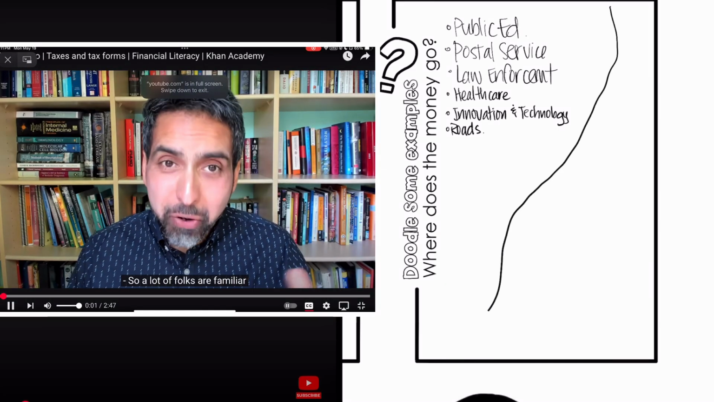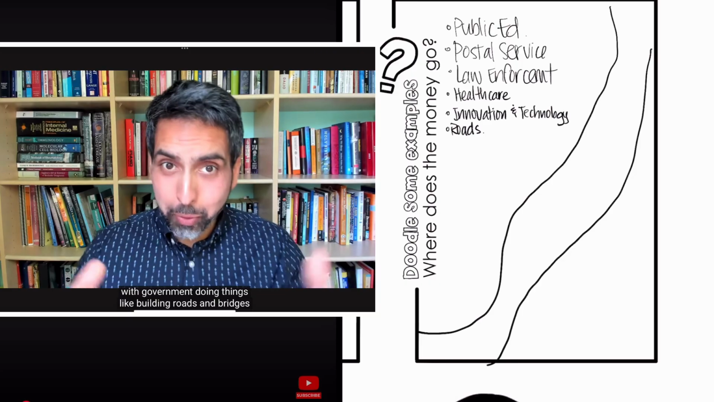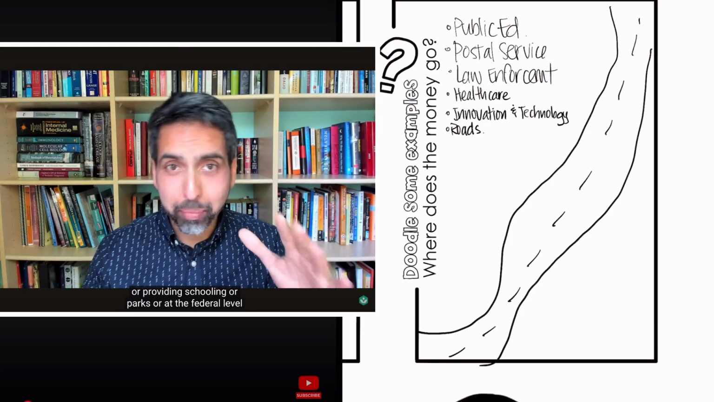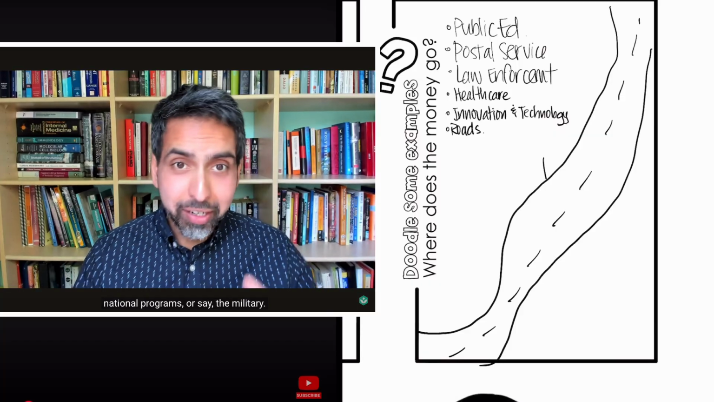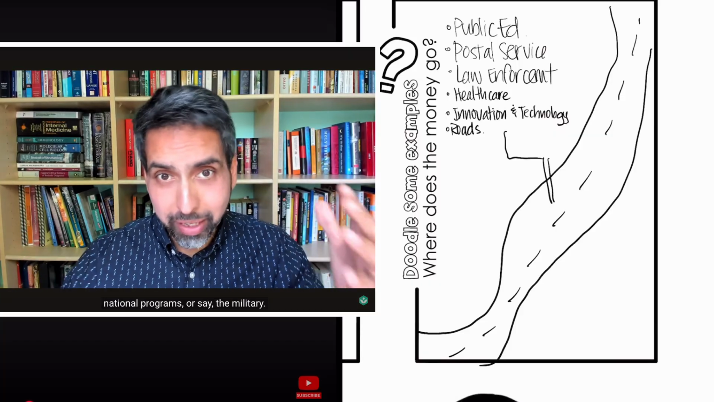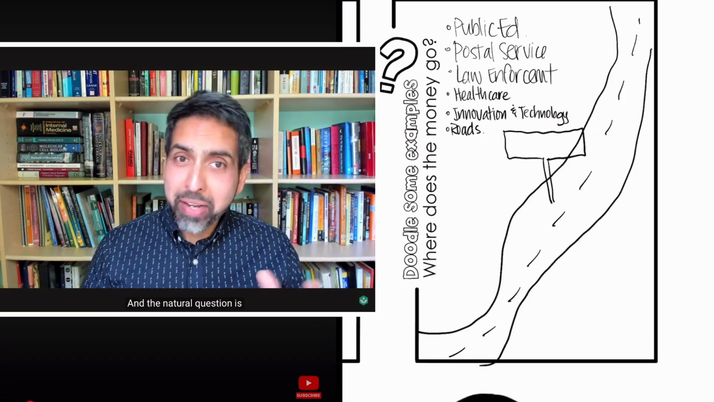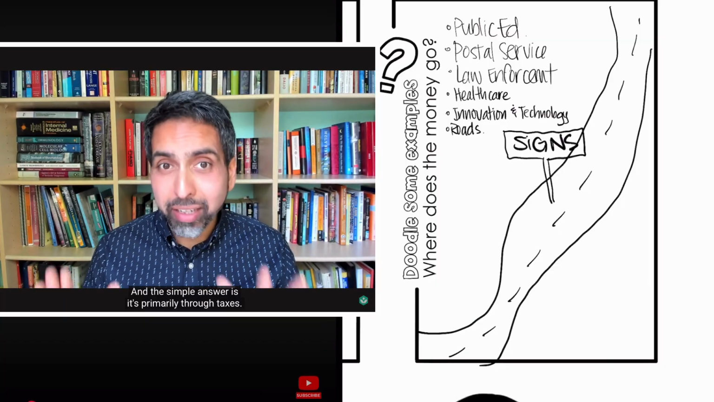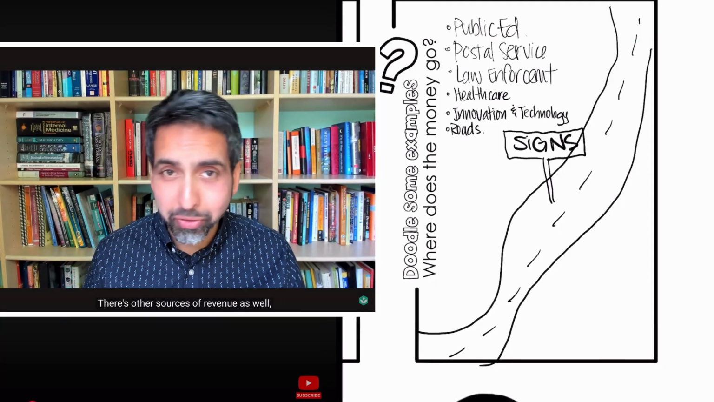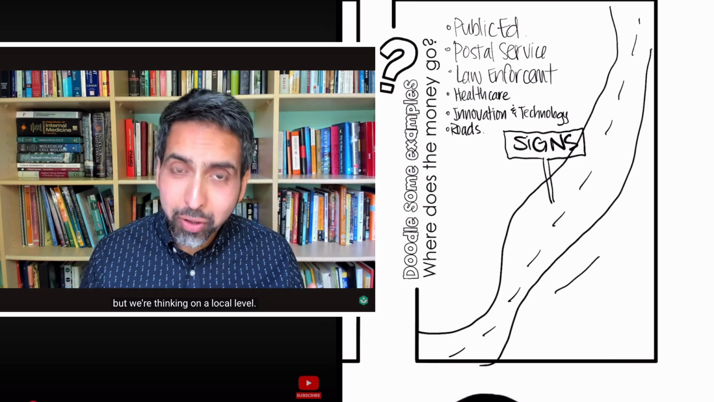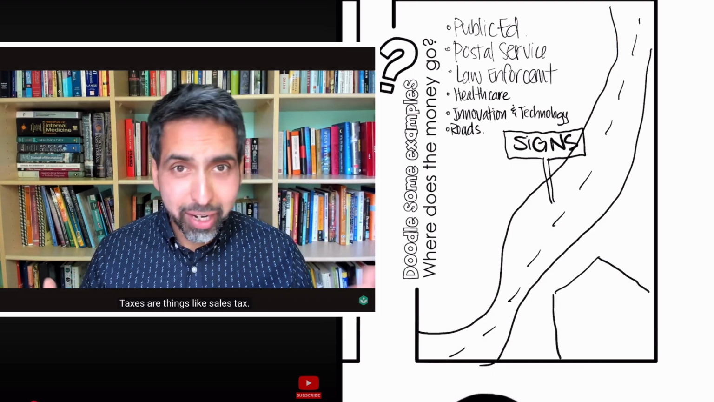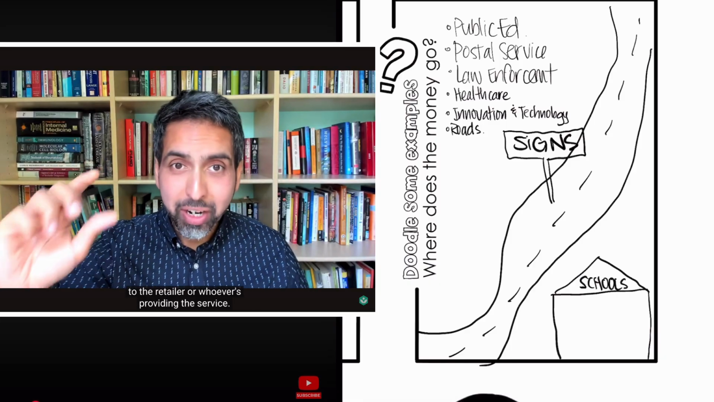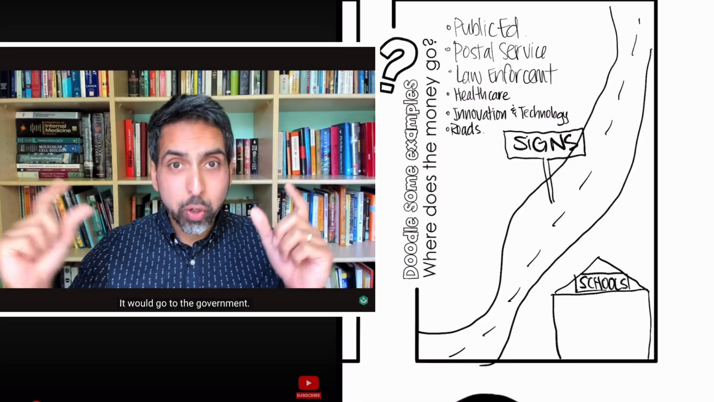So a lot of folks are familiar with government doing things like building roads and bridges, or providing schooling or parks, or at the federal level, national programs, or say the military. And the natural question is, how does the government pay for all of this? And the simple answer is it's primarily through taxes. There's other sources of revenue as well. But when we're thinking on a local level, taxes are things like sales tax. You buy something, you pay a little bit extra. That extra percentage does not go to the retailer or whoever's providing the service. It would go to the government.